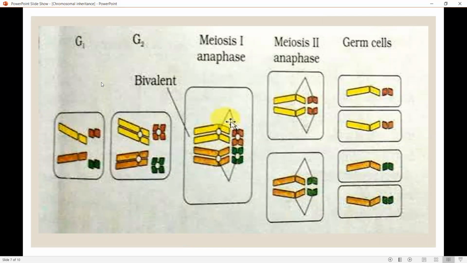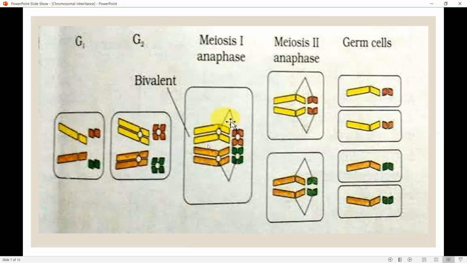Actually, chromosome duplication and separation start from the cell cycle. As we know, the G1 and G2 phases are the phases where the cell components increase along with the cell organelles. But in the S phase, the duplication of the chromatin material occurs. And these are called bivalent.